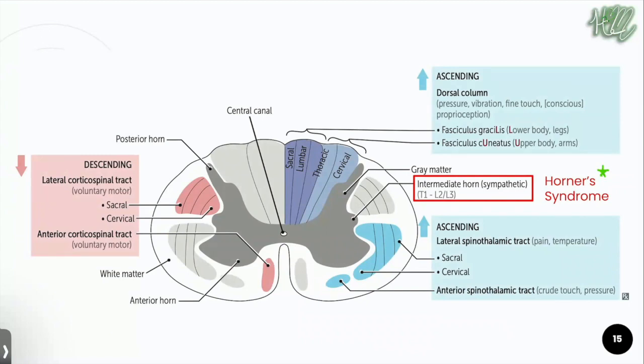For a refresher, I guess I should mention what Horner syndrome is, right? It's made up of 3 things in particular: ptosis, miosis, and anhidrosis. So you have the drooping eyelid, the small pupil, and an inability to sweat.